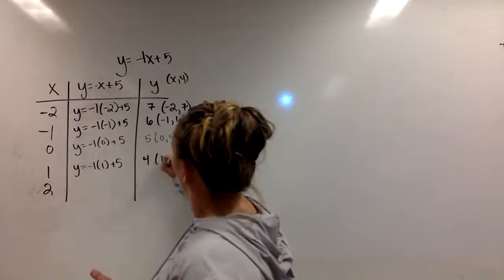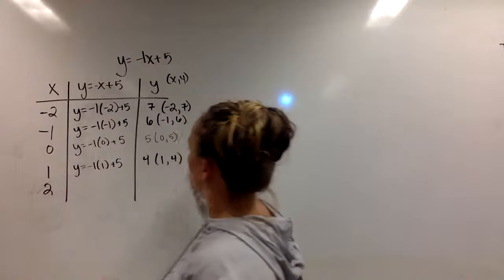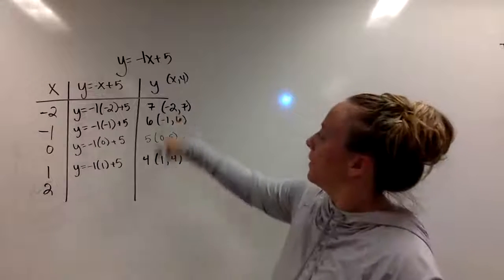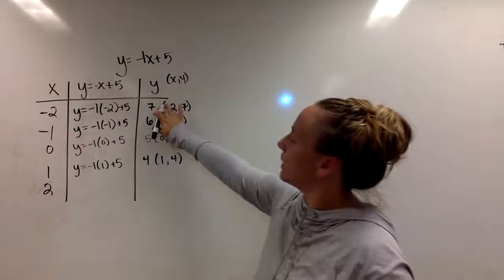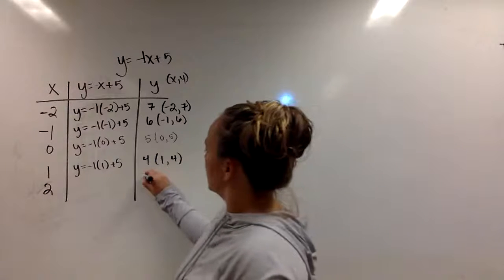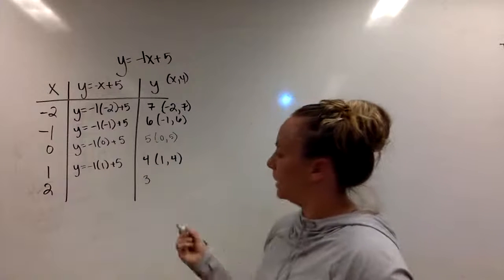I really hope, just like in the last video, you're starting to see a pattern in these numbers in the y, in the outputs. So 7, 6, 5, 4, 3 is going to be my predicted value there. Let's see if we're accurate in that.